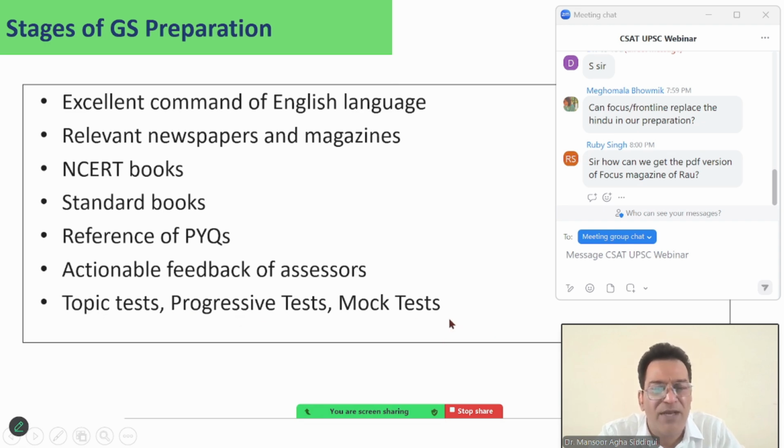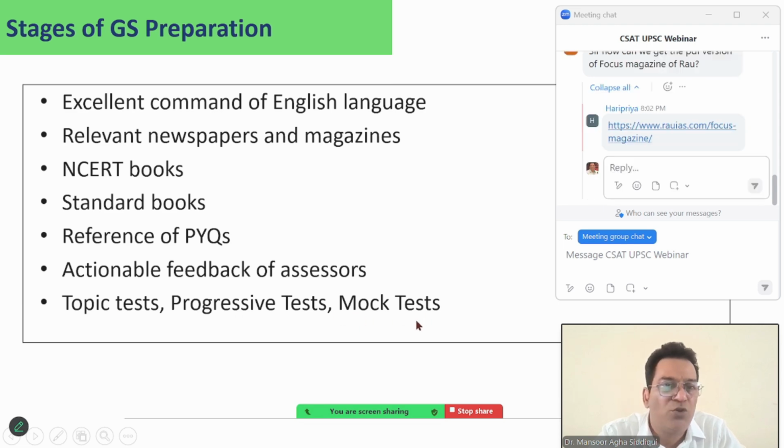The biggest and the most important part of the whole testing process is the mock tests. You should start taking the mock tests as early as possible.